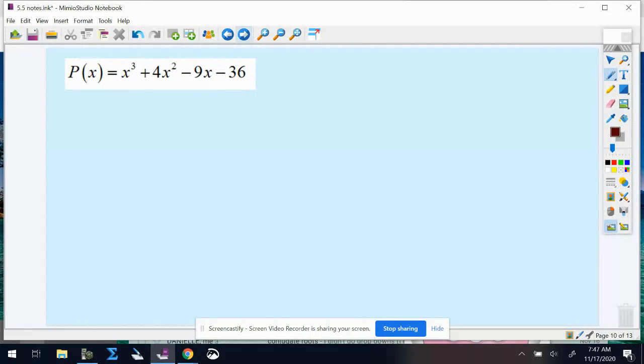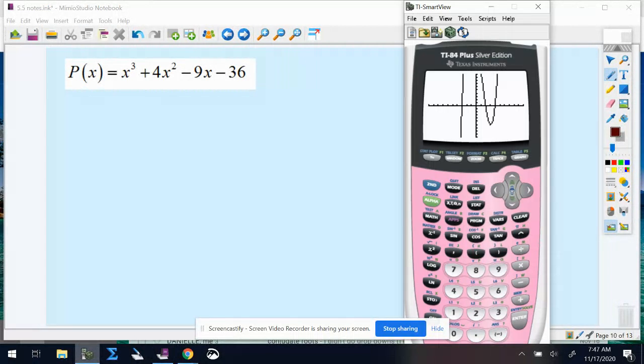This is the last one I'm going to do, just to kind of show you one more. I can actually do this one in a totally different way. So I'm going to try to show you all the variety that you could see. Let me graph it on your calculator first. So I've got x to the third plus 4x squared minus 9x minus 36, and I'm going to hit graph. And what you'll notice is it looks like it crosses at 3, it looks like it crosses at -3, and it looks like it crosses at -4.